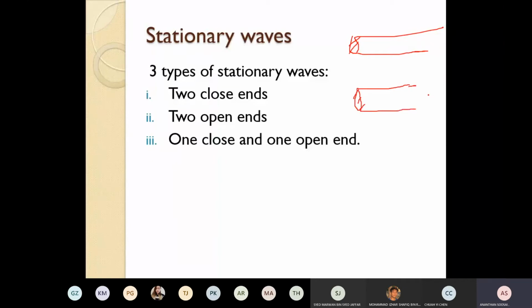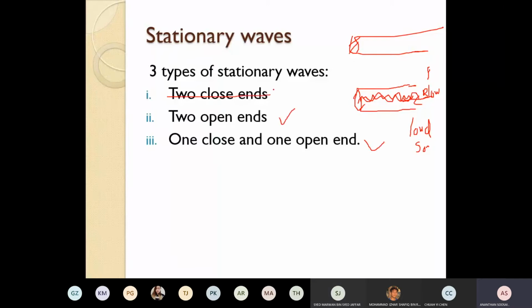Okay, and you blow. Let's say you blow at the opening. You are creating a sound wave. The sound wave will be reflected. At one particular frequency, you are lucky, if you increase the pitch of your sound, at one frequency you will suddenly hear a loud sound. When there is a loud sound, we say stationary wave is already formed inside. So stationary wave can happen in a pipe with one closed end and one open end, or two open ends.